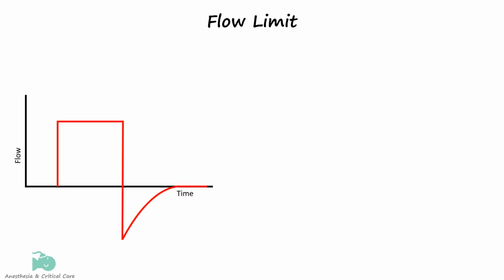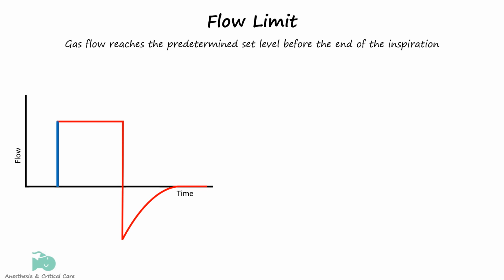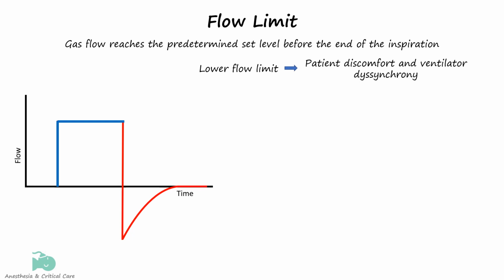A breath is flow limited when the gas flow into the ventilator circuit reaches the predetermined set level before the end of the inspiration. Setting the flow limit requires practice with patient assessment and knowledge of physiological demands, as it has implications for patient comfort. For instance, if the flow limit is set to 40 liters per minute, the ventilator will not produce a higher flow rate even if the patient makes a strong respiratory effort. This could result in decreased patient comfort and patient-ventilator desynchrony as the patient's inspiratory flow demand is not met.